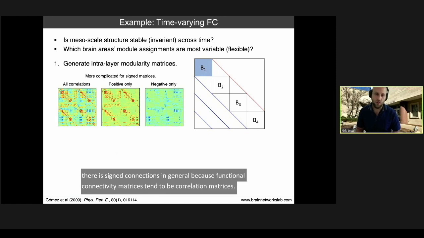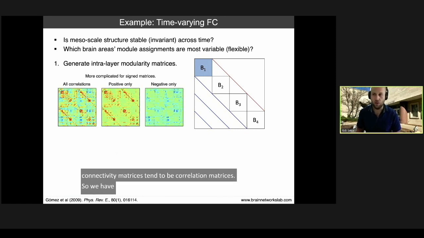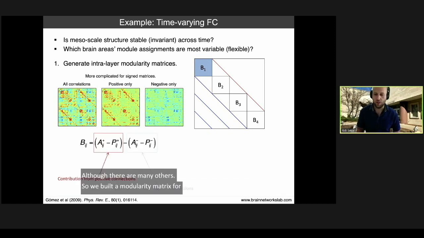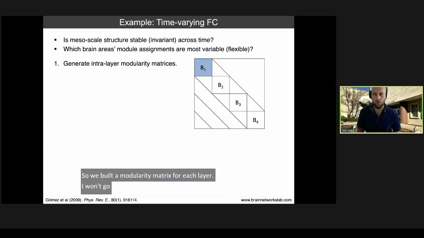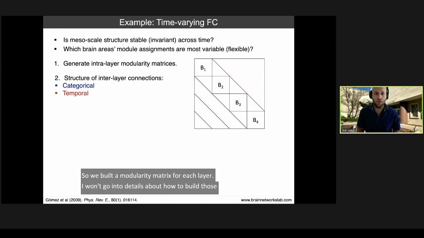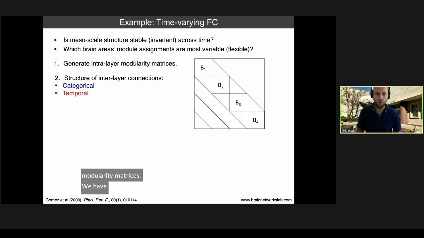So we have to, in some way, take into account the positive and negative connections separately. And you'll see a reference in the bottom here to Gomez et al., which illustrates at least one very nice strategy for doing this, although there are many others. So we build a modularity matrix for each layer. Again, I won't go into details about how to build those modularity matrices. And then we have to choose how we add those interlayer connections.